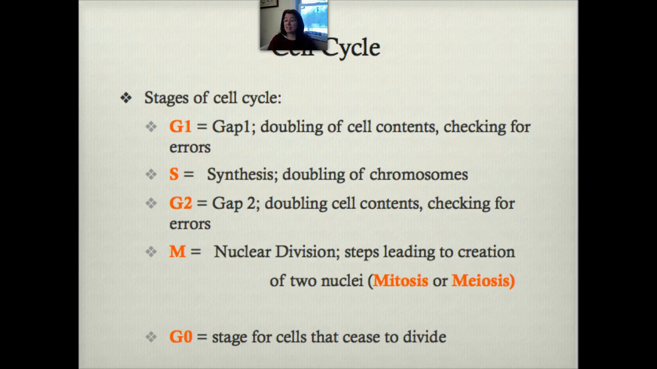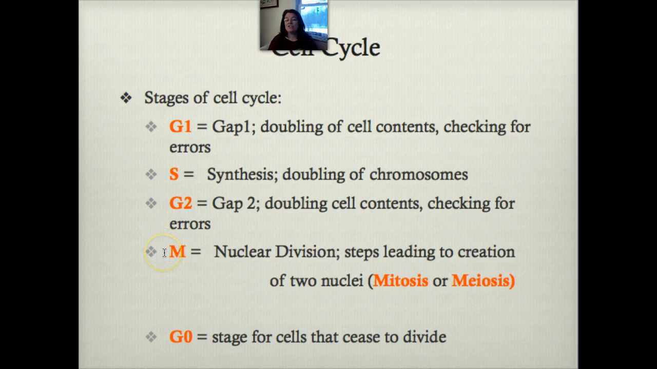G1 stands for the first gap, or gap 1, and this is a time during the cell cycle when cell contents are doubled. This is also a time when the cell monitors this doubling process and makes sure that there are no errors. The S phase is a time called synthesis, and this refers to DNA synthesis. This is the time when chromosomes become doubled. Then we go into a second gap phase where again cell contents are continuing to be doubled and the cell is continuing to make sure that this doubling process is occurring without errors.